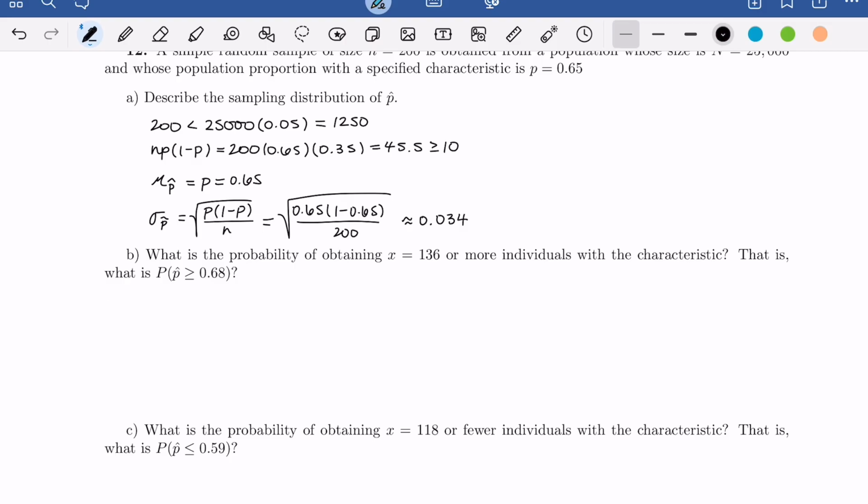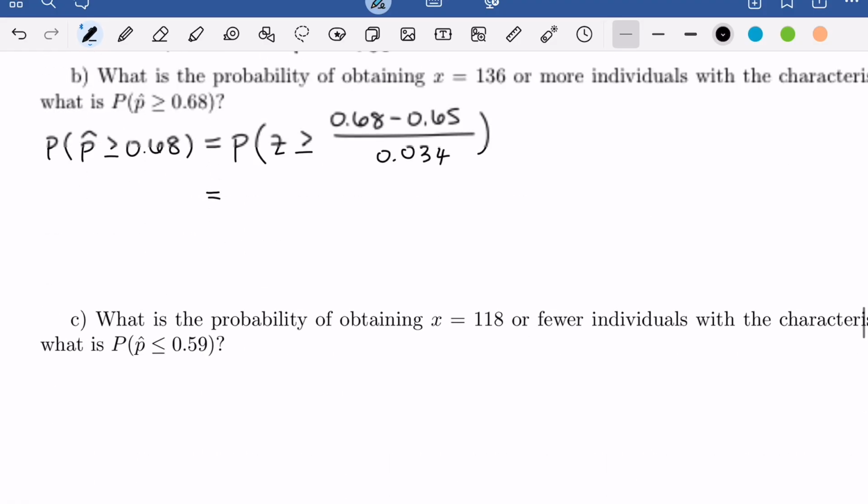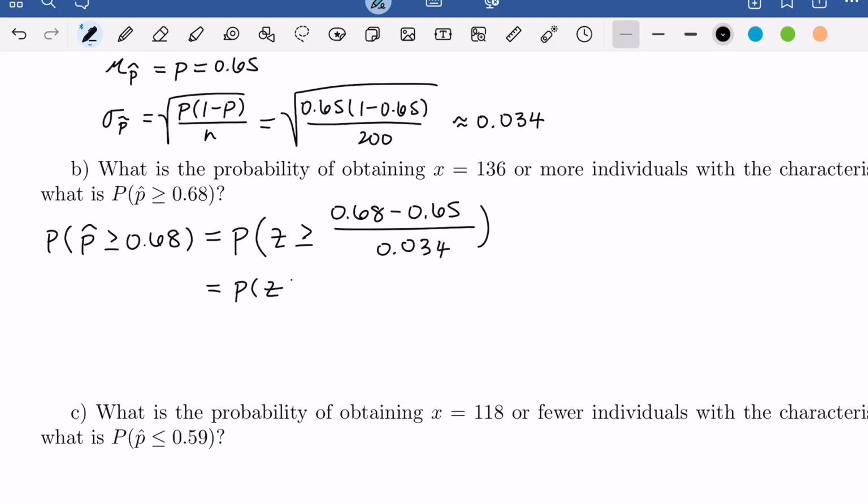So just like we saw in the last several examples, what we're going to do is transform this 0.68 into a z-score. So we want to find the probability that this is going to be greater than or equal to the corresponding z-score, which we find by subtracting out our mean and then dividing by our standard deviation. Doing so, we're going to get that the corresponding z-score is 0.89.